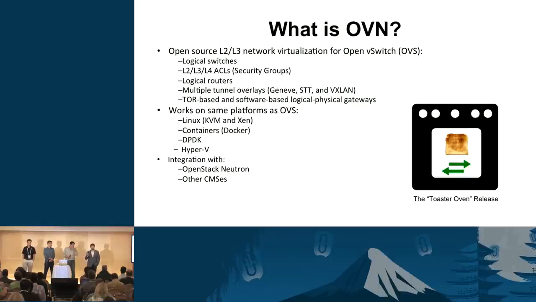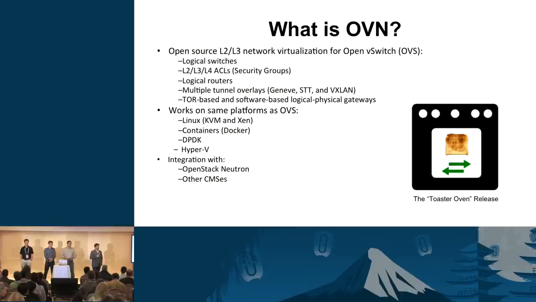OVN is a part of the OVS project, so it ends up working everywhere that OVS works today. Most of our development has been on Linux using KVM and Xen. It also works with containers. There's people working on integrating this stuff with containers, with Docker. The use of DPDK as the data path for OVS is transparent to OVN, so it works with that. It should work with Hyper-V. We actually haven't done any dev or testing against it, but I don't think there will be an enormous amount of work to make this work with Hyper-V as well. So at least we'll work there eventually.